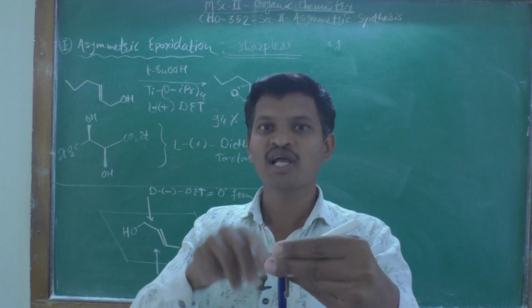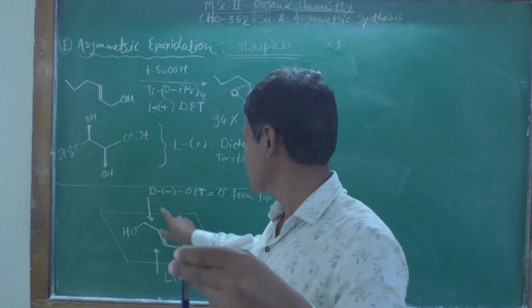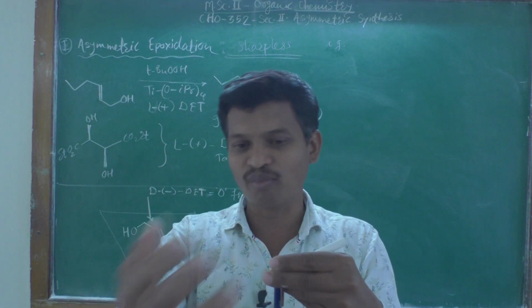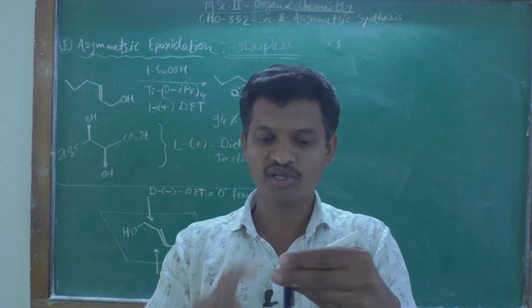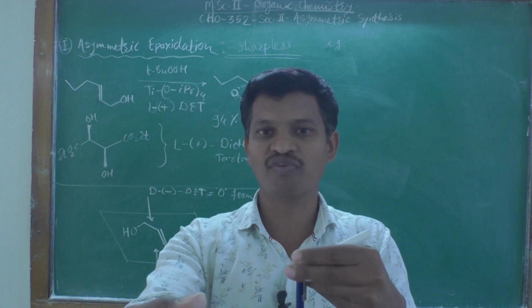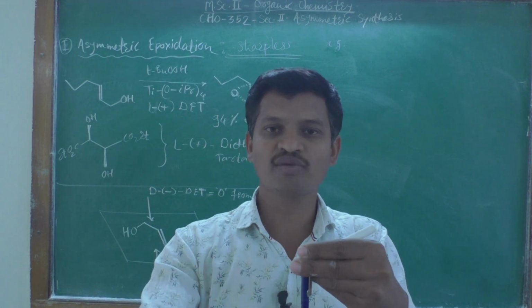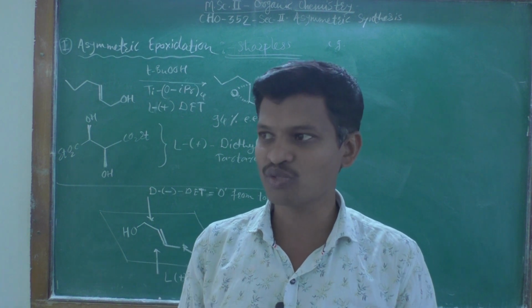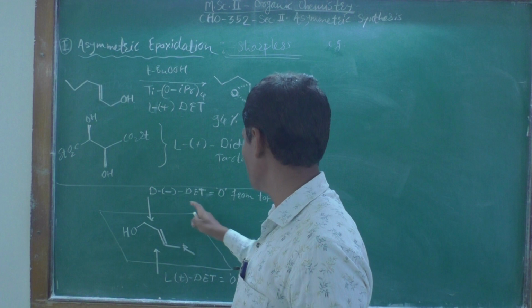And when we are using D minus diethyl tartarate, then the oxygen atom is delivered from the top face of the carbon-carbon double bond. So this is the carbon-carbon double bond, and this is the top face, let us say. So the oxygen atom is delivered from the top face. And when it is delivered from the top face, we are getting beta epoxide.